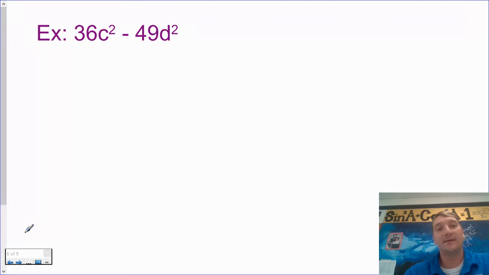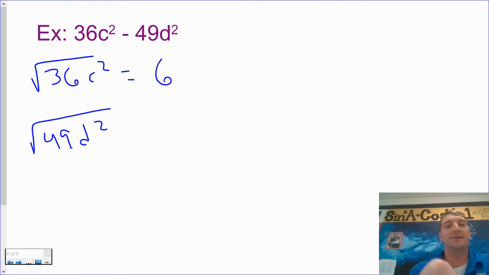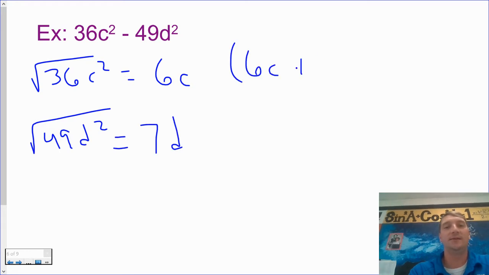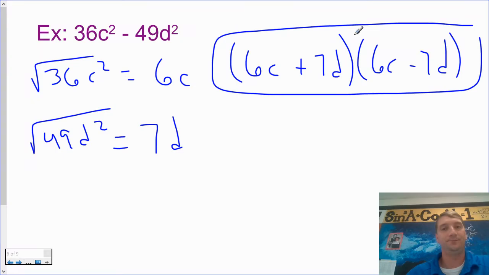In this case, I got a couple of perfect squares, and I also have a few variables here. So I'm going to take the square root of the first term, the square root of the second term. So the square root of 36 is 6. C squared, square root that, that's just c. So I get 6c. This one would give me 7d. And then when I go to write it, I know I'm going to have a 6c plus 7d and a 6c minus 7d. And then that's factored.